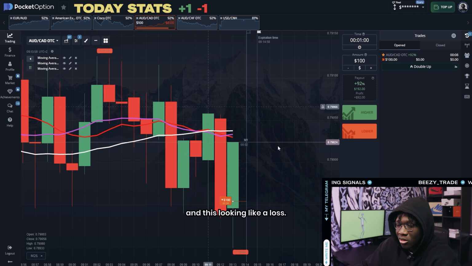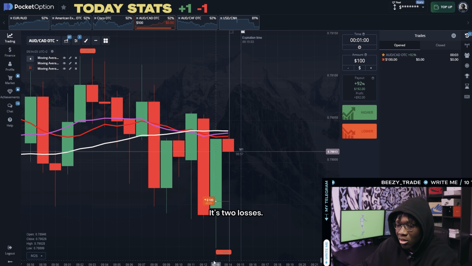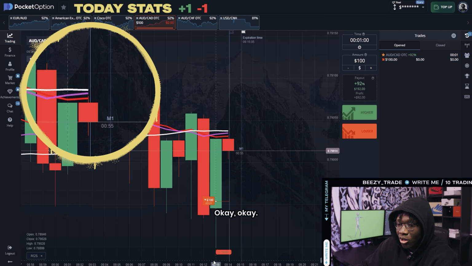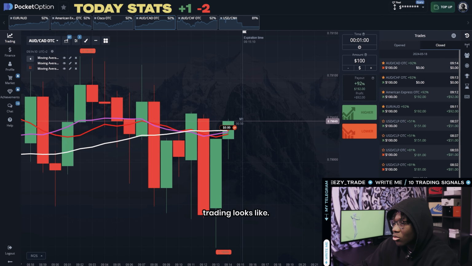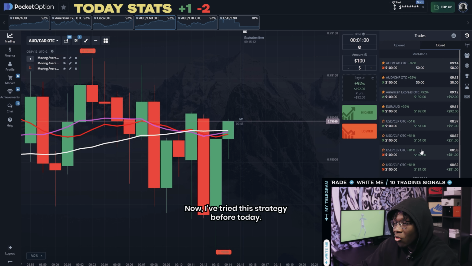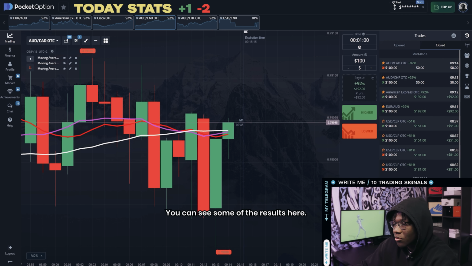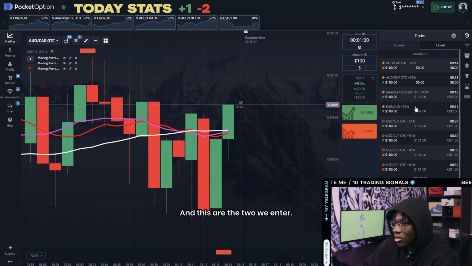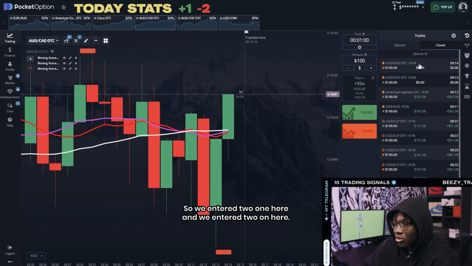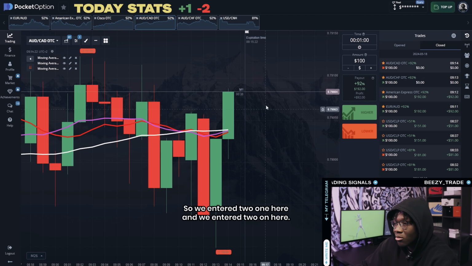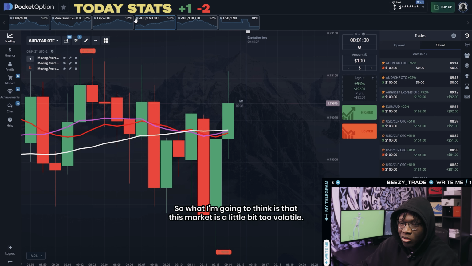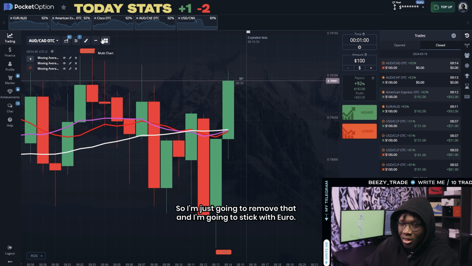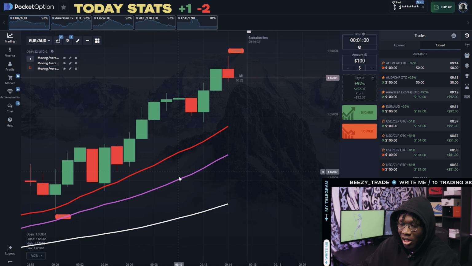And this is looking like a loss. It's 2 losses. Okay. So you can see what our trading looks like. Now, I've tried this strategy before today. You can see some of the results here. And these are the two we entered today, and this is the two that we lost. So we entered 2 on here, and we entered 2 on here. So what I'm going to think is that this market is a little bit too volatile, so I'm just going to remove that. And I'm going to stick with Euro AUD, I think.